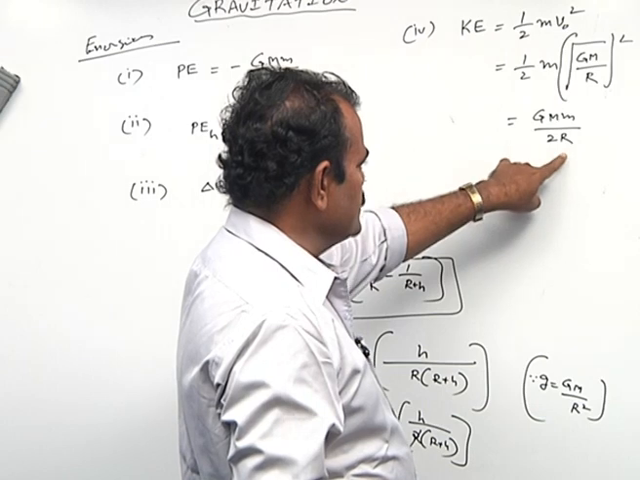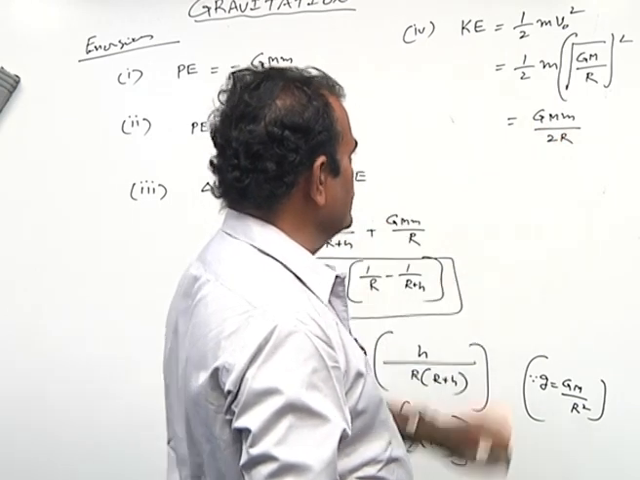Kinetic energy is always positive. That is why capital G, capital M, small m by 2r is here.